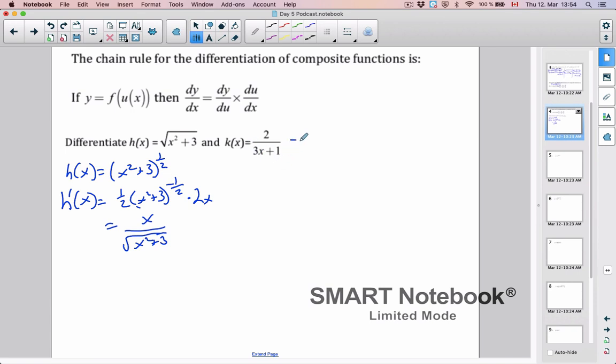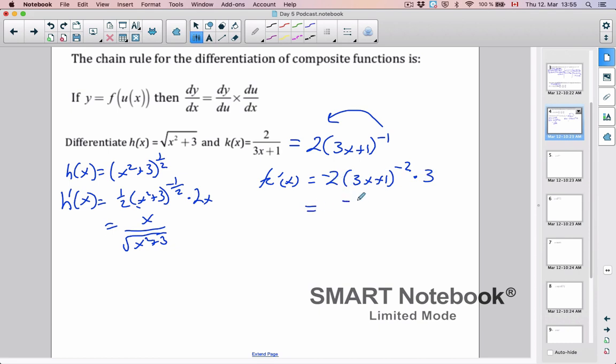Okay, so remember, k of x equals 2 times (3x plus 1) to the power of negative 1. So the derivative is, we multiply that, so it's going to be negative 2 times (3x plus 1), reduce the exponent by 1, times the derivative of what's inside the brackets, which is 3. So this is negative 2 times 3, which is negative 6. I can write this in the denominator as (3x plus 1) squared.